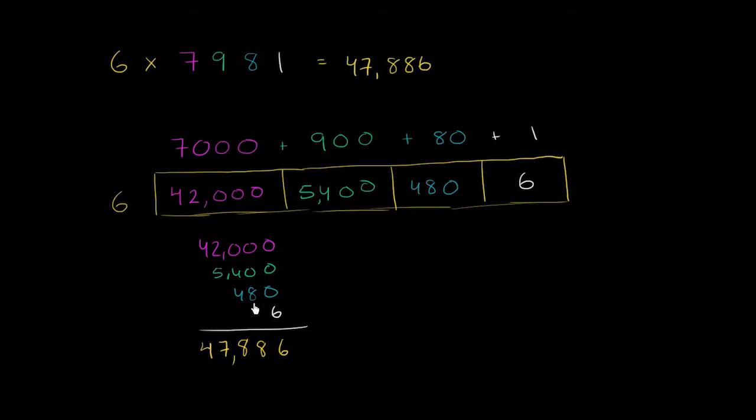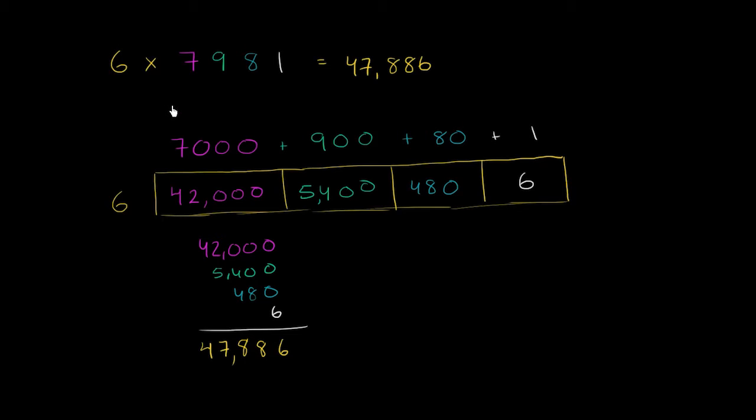So this is equal to 47,886. And what I encourage you to do is to think about how this is really underlying what we're doing here. It's not that different than what you might have done with the traditional multiplication techniques. And this is a useful way of thinking about it because now you really understand what's going on. And actually, when you start doing things like this in your head, at least for myself, this is actually how I try to tackle the multiplication problem.